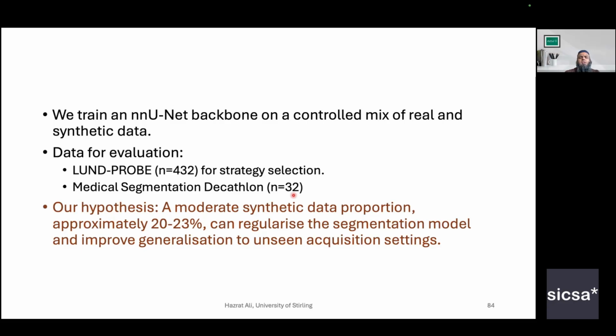So our hypothesis when we started this work, with this motivation, based on our previous studies, was that if we use a diffusion model to generate more data, we might end up bringing some improvement in the performance of the segmentation model as well. Here we use the nnU-Net segmentation model because it's quite popular these days. So our hypothesis was that a moderate introduction of synthetic data can actually improve the segmentation performance.